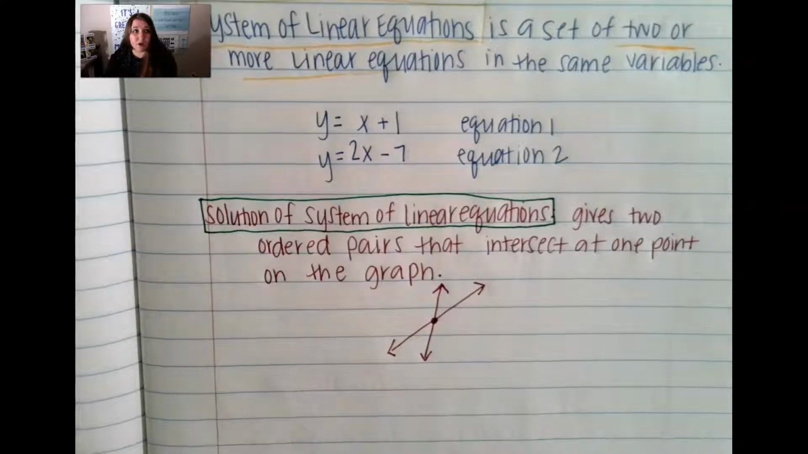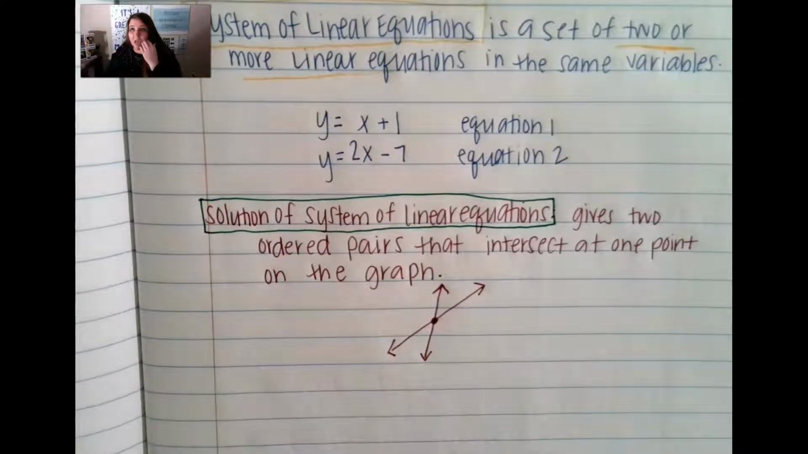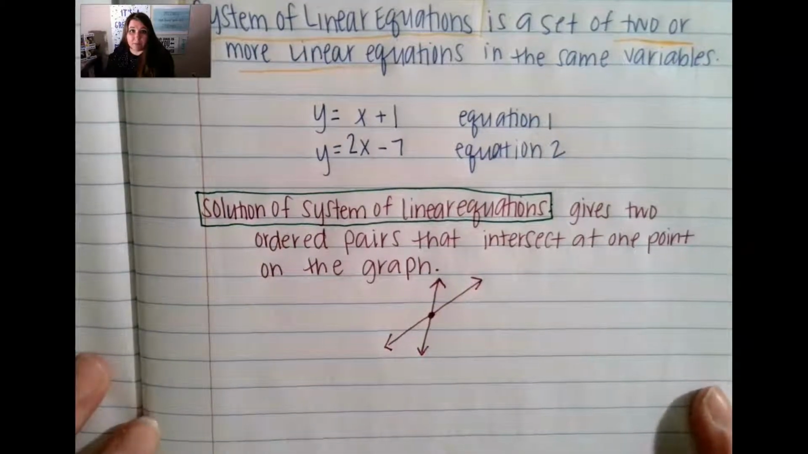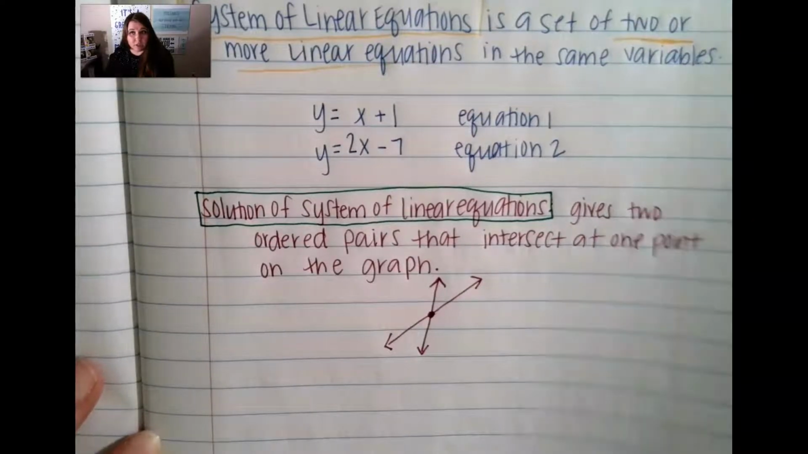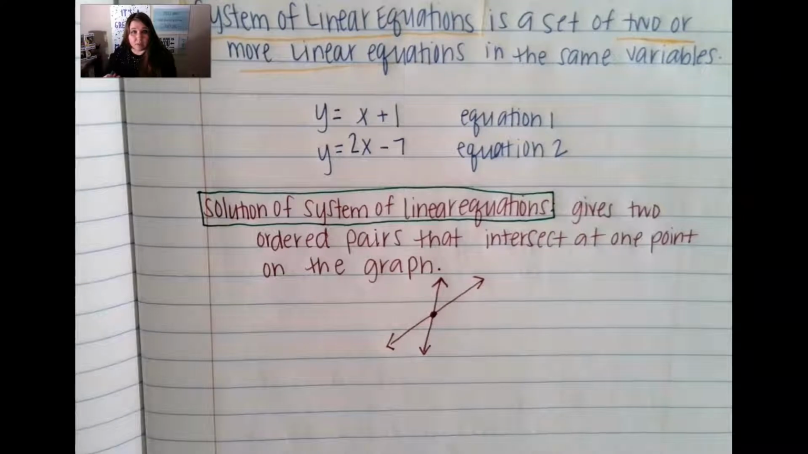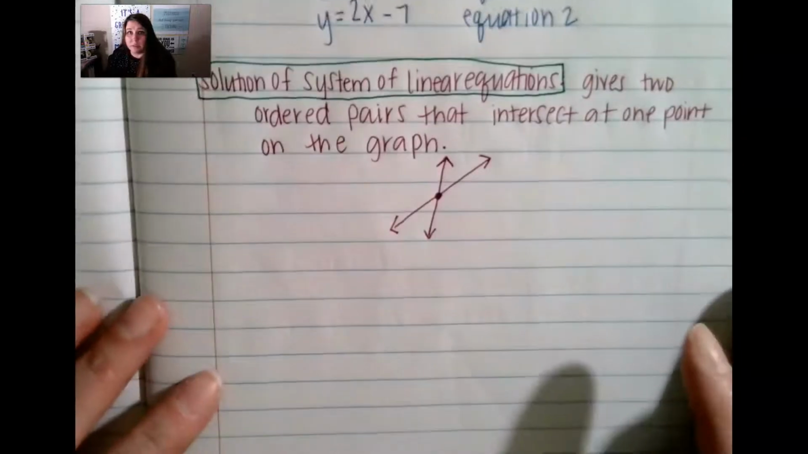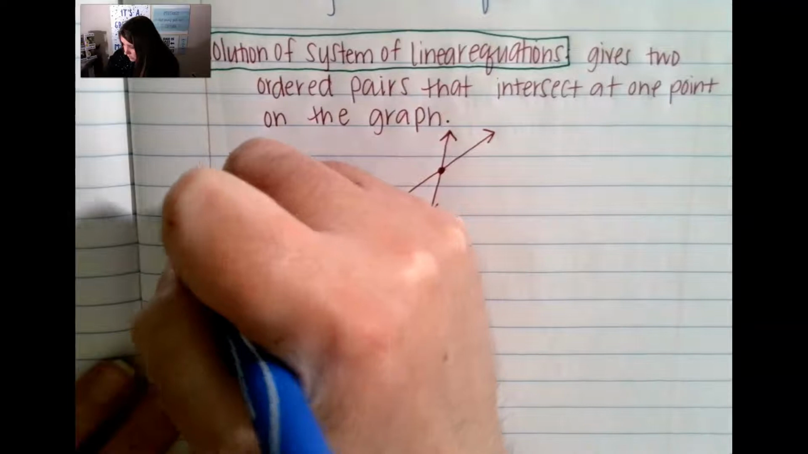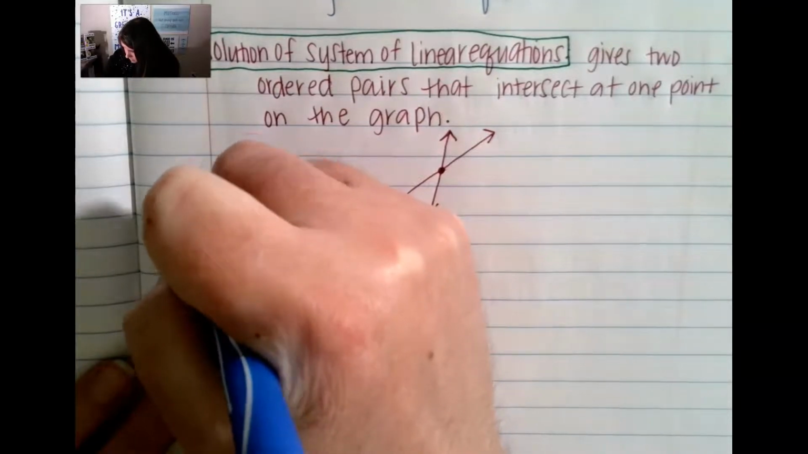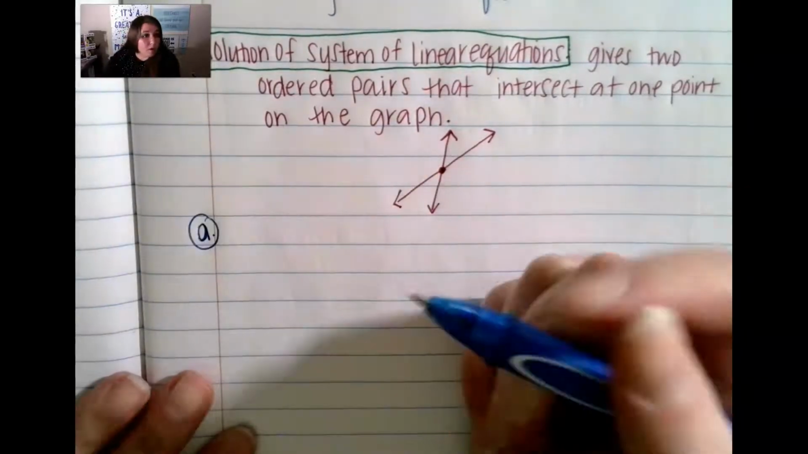Okay, so let's put this into action and see what this actually looks like. When you have a system of linear equations, two or more linear equations that are going to work together using those same variables, we're going to look at whether they are a solution by graphing. Okay, so our first example looks like this.